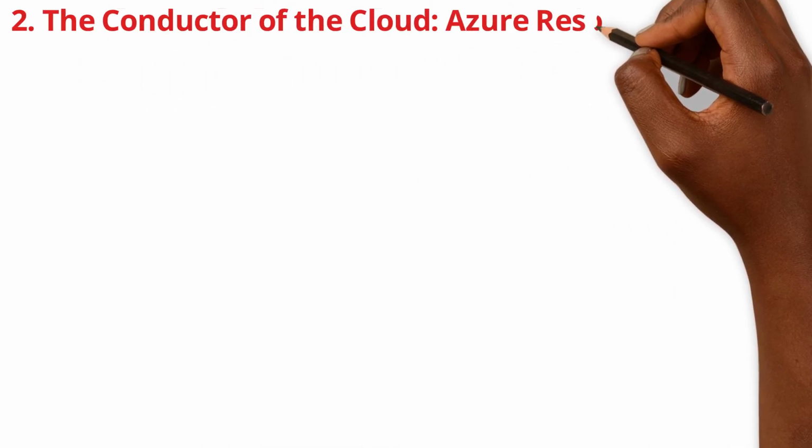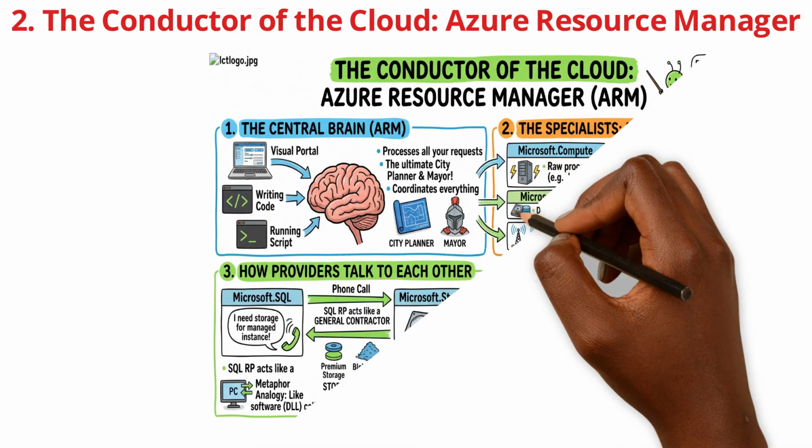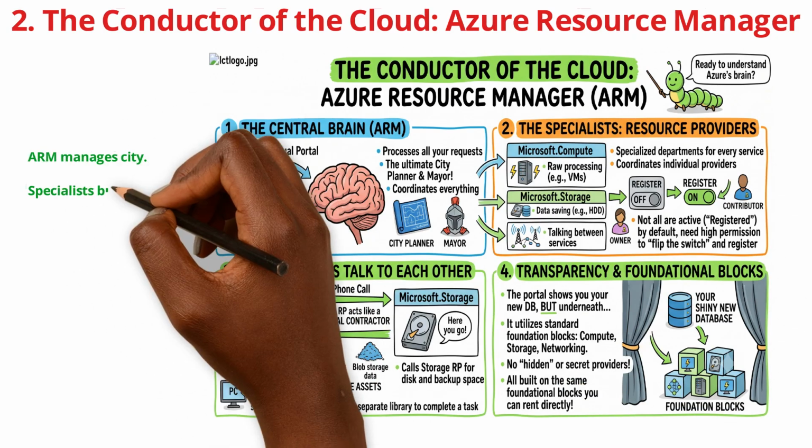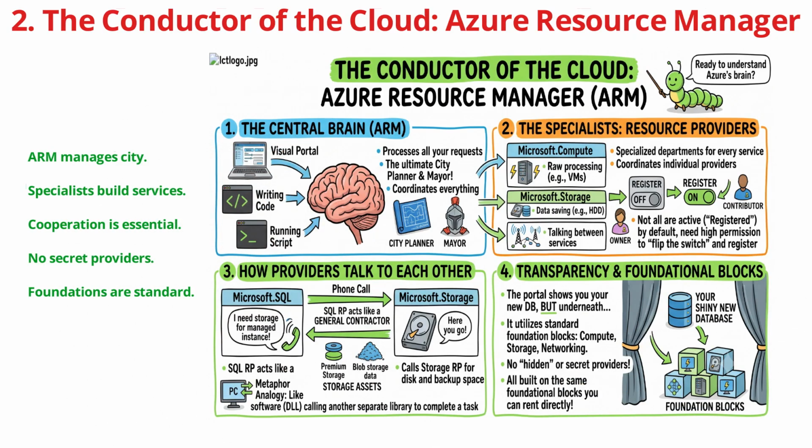Imagine Azure as a sprawling city. Every request you make, whether by portal, code, or script, goes straight to the conductor, Azure Resource Manager, who acts as city planner and mayor combined. ARM is the brain, coordinating hundreds of specialized departments known as resource providers, like compute, storage, and network.